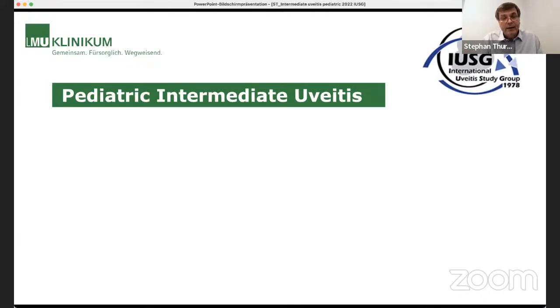So just to summarize pediatric intermediate uveitis, it is more frequently an anatomic localization of uveitis in children than in adults. In adults, we have much more anterior uveitis. In children, we have a significant proportion, up to 30%, showing up as intermediate uveitis.